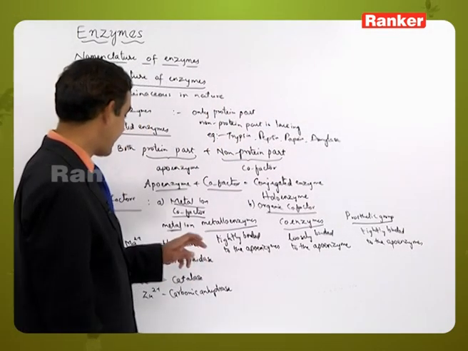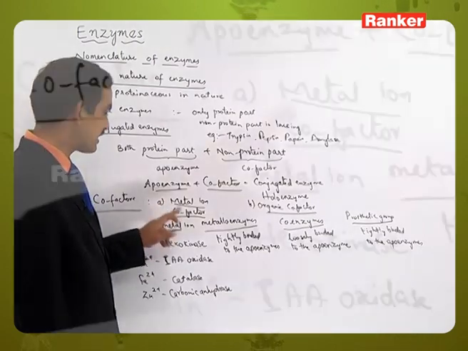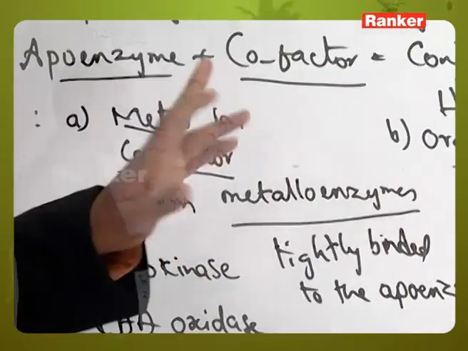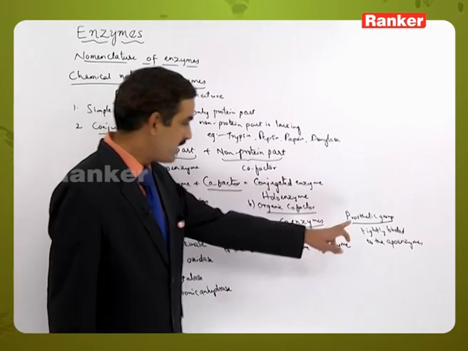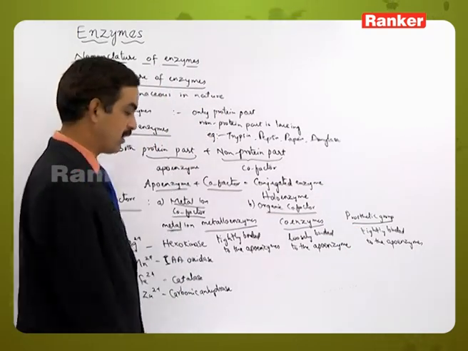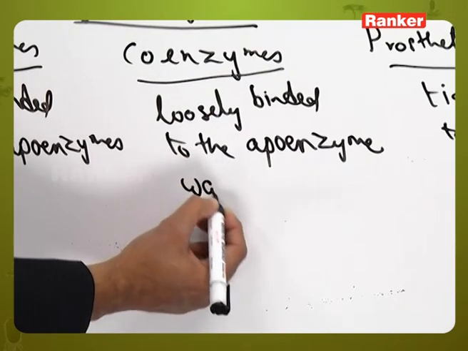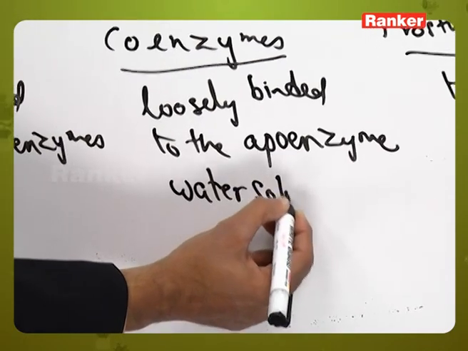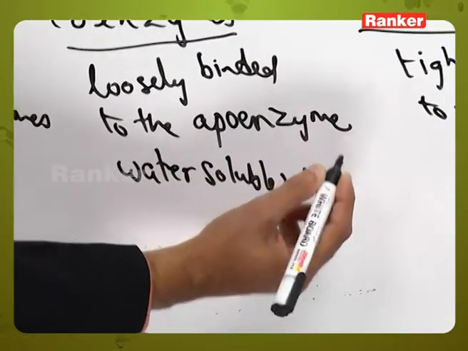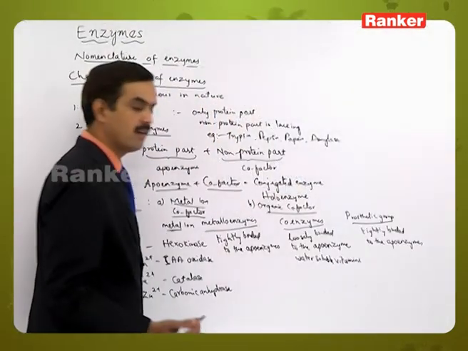Of course, the metal ion cofactors are also tightly bound, but these are inorganic compounds. The prosthetic group is also tightly bound, but it is an organic compound. And these are derived from the water soluble vitamins. The organic cofactors are derived from the water soluble vitamins.